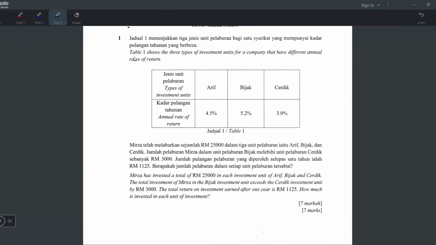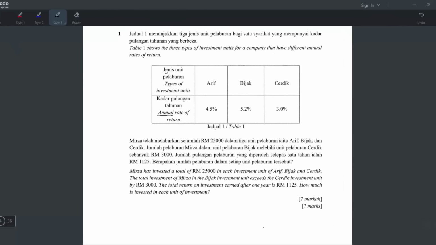So let's read first. Table 1 shows the 3 types of investment units for a company that have different annual rates of return. So you have 3 types, right? Arif, Bijak, Cerdik, and they all have different annual rates of return. Annual means 1 tahun. So 1 tahun punya rate for Arif is 4.5%, for Bijak 5.2%, Cerdik 3%. I still don't know which chapter, but it's okay. Let's keep reading. Mirza has invested a total of 25,000 ringgit in each investment unit of Arif, Bijak, and Cerdik. So this is the total for all 3 investments lah. The total investment of Mirza in the Bijak investment unit exceeds the Cerdik investment unit by 3,000.